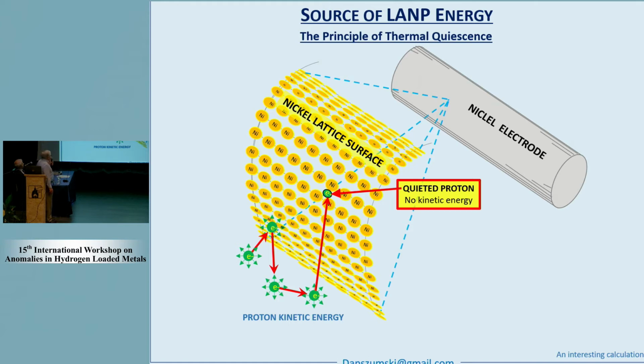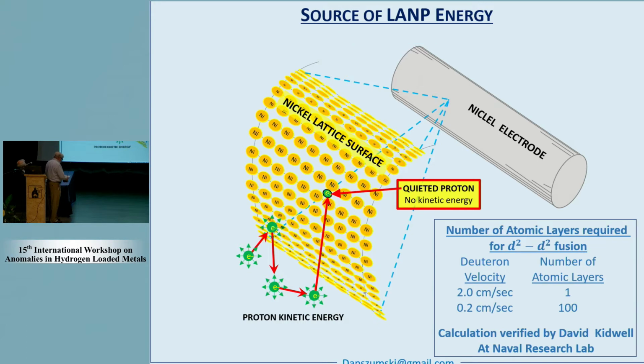The source of the energy in this model is the kinetic energy of protons outside of our nickel electrode. When the proton is absorbed into the nickel electrode, it's quieted. Its kinetic energy goes to zero, and the first law of thermodynamics tells us that that energy does not just go away, it has to go someplace. So I'm going to put it back into the nickel lattice structure. And that has its own consequences, which we see here.